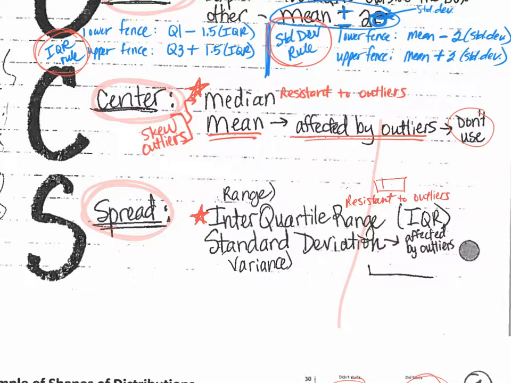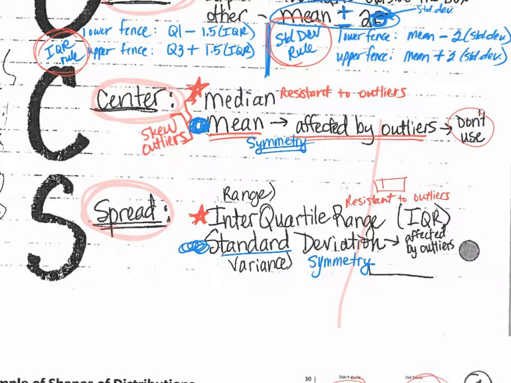But if you have symmetry, then you can use standard deviation and mean, okay? So if you have skew, then you must choose to use median and IQR. Symmetry, use standard deviation and mean. Okay, so that would tell you to use those.